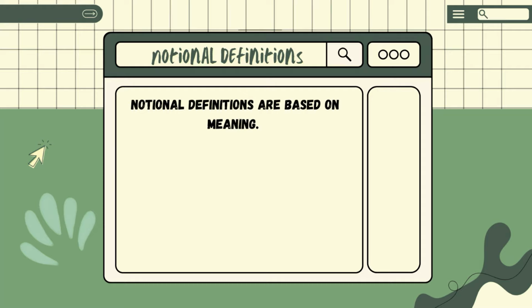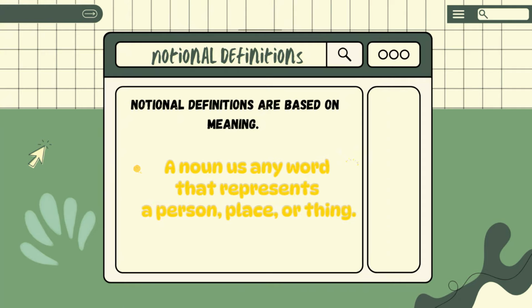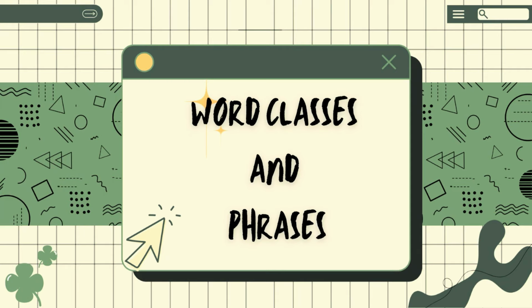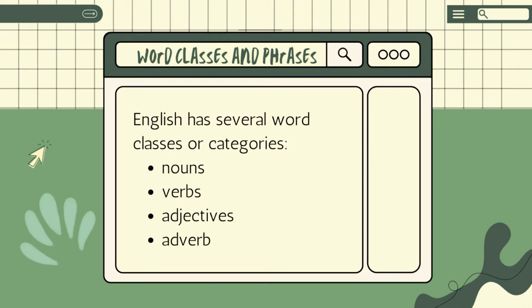On the other hand, notional definitions are based on meaning. We might say a noun is any word that represents a person, place, or thing. While notional definitions can be helpful, linguistics often prefers formal descriptions because they give us consistent criteria for identifying word types. English has several word classes or categories. Nouns, verbs, adjectives, and adverbs are the components of the word classes.